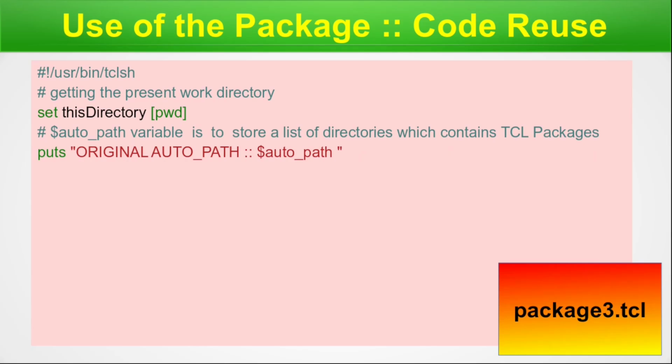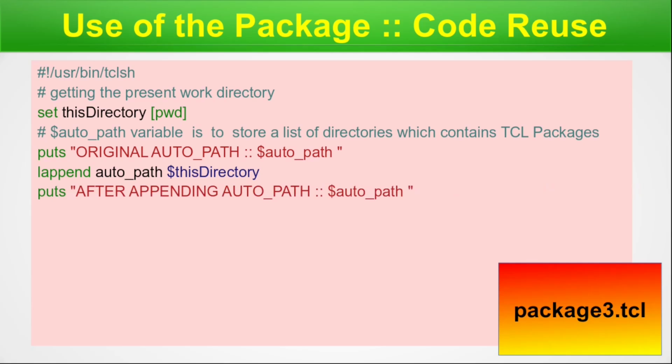So here I am printing the auto_path originally, before we make any change inside it. And then we use lappend auto_path and then this directory. So we are appending the present working directory to this system variable of Tcl. And after that we also print the modified auto_path so that you can see the physical difference of what has been modified. And then we use package require mathf 1.0.